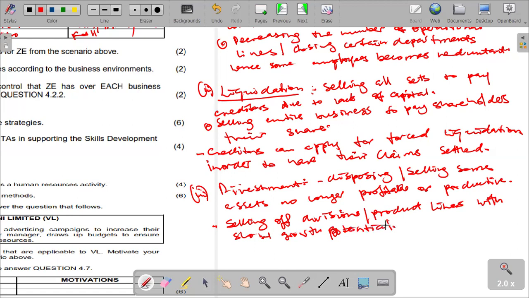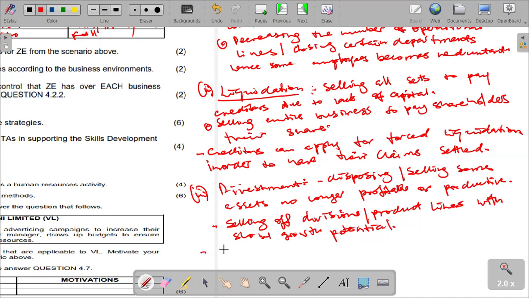So in this regard, a business is just trying to find cash by disposing of non-profitable areas, operations or products, which are no longer giving proper profits. Hence, a business can sell those divisions that are not profitable enough. They can also sell product lines with slow growth potential in order to raise money and inject it in more profitable areas. It can also be done by withdrawing their investment shares.